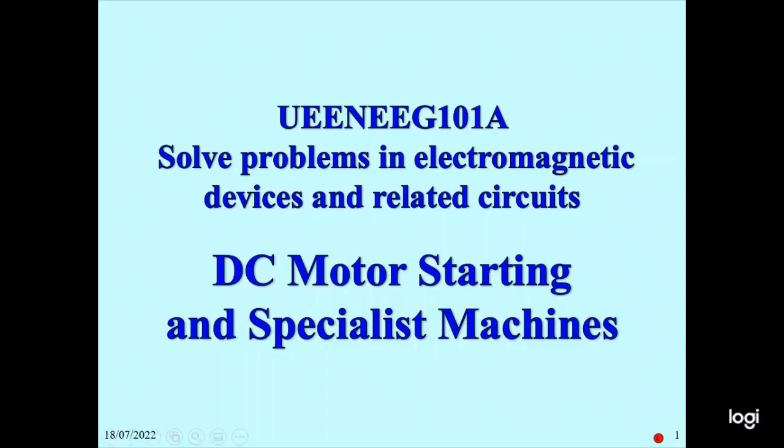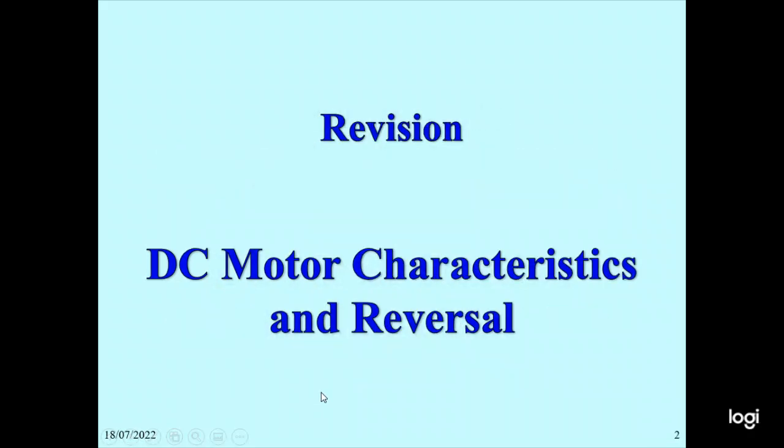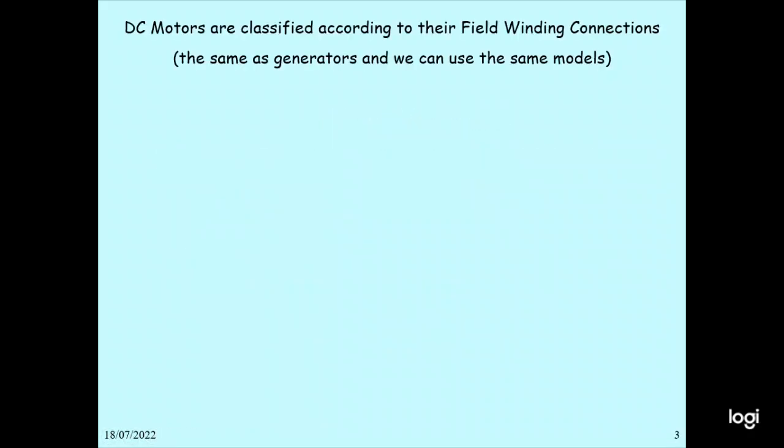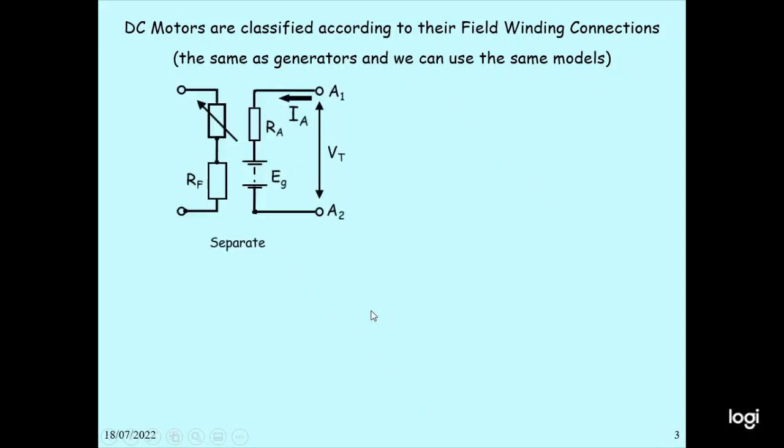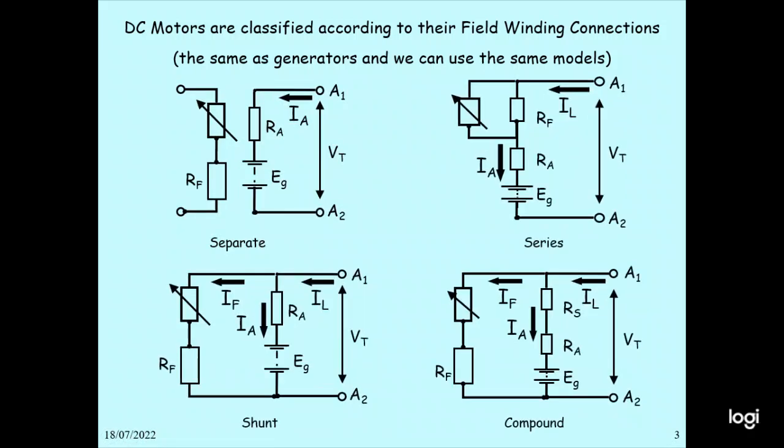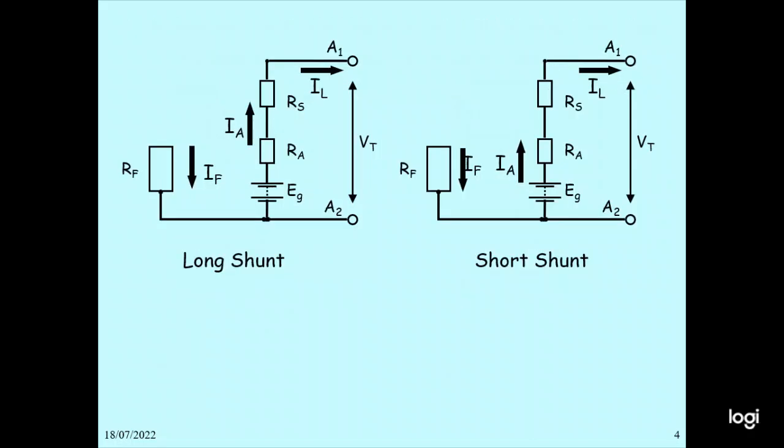So this is a DC motor, stator and rotor machine. DC motors are classified according to their field winding connection. Let's say the generator, we use the same for the motor. So these are separately excited DC motor, series motor, shunt motor, and compound motor. Long shunt compound, short shunt compound machines.